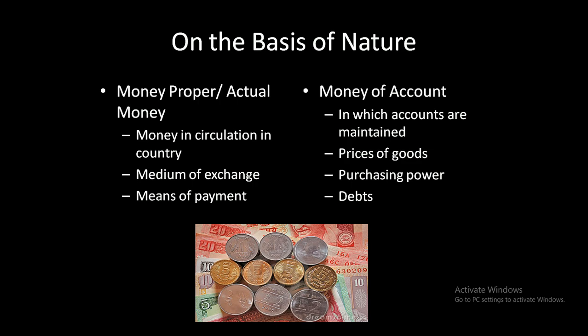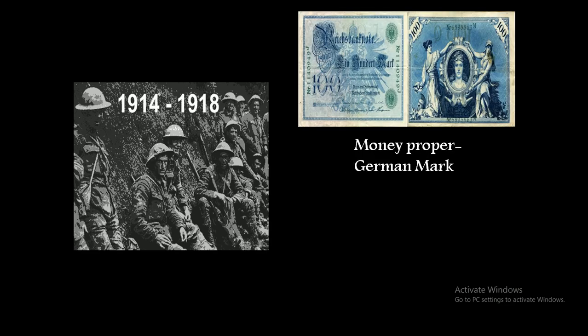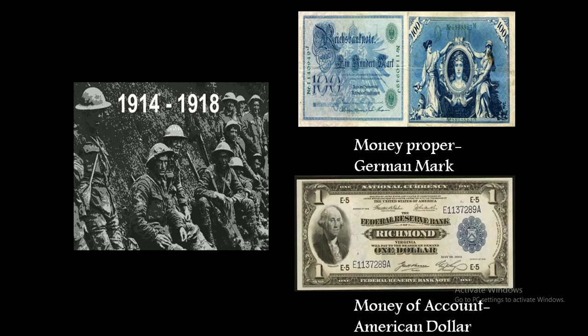Let me explain you with an example. After the World War I in Germany, the money proper continued to be German mark, but money of account changed to the American dollar because of its stable value as compared to the depreciating mark.